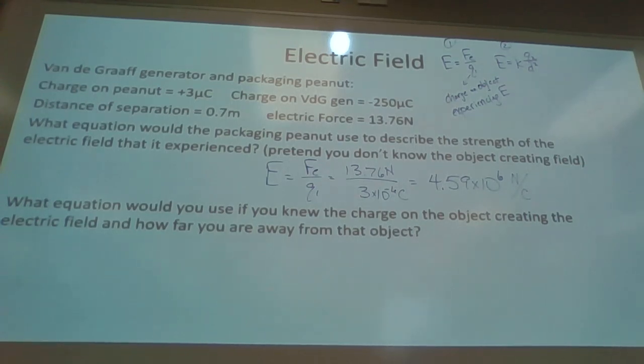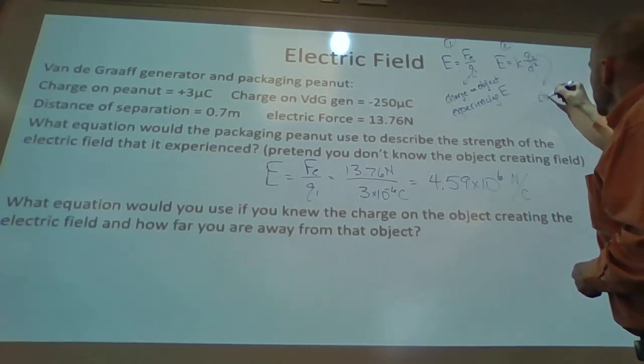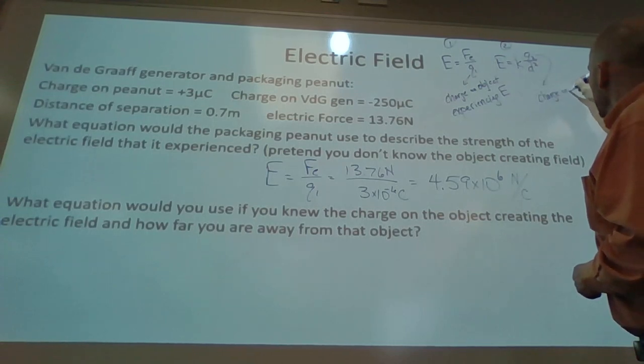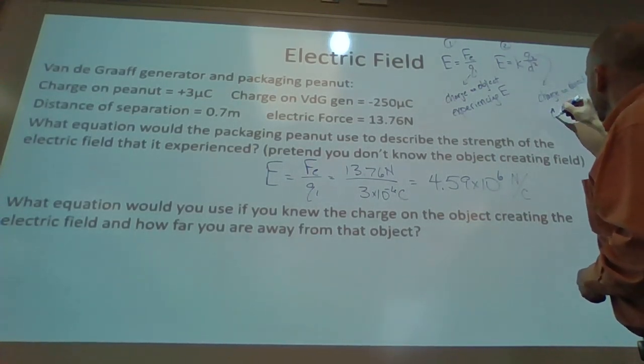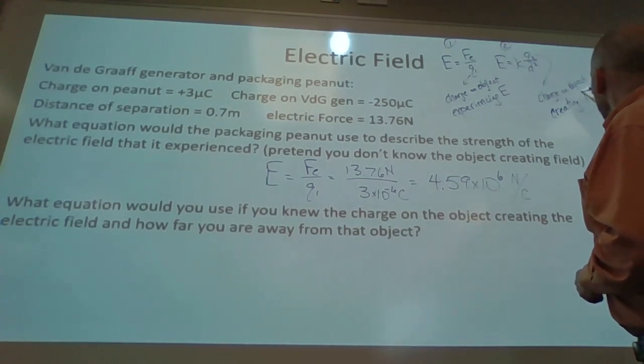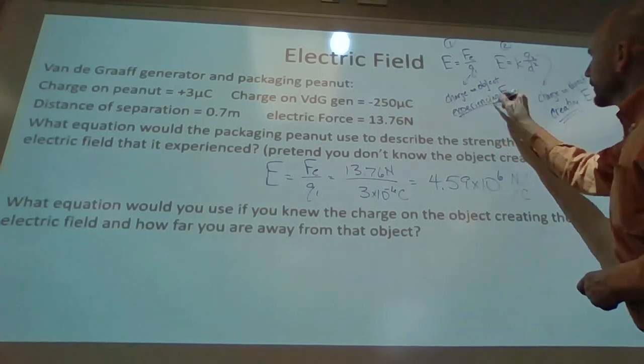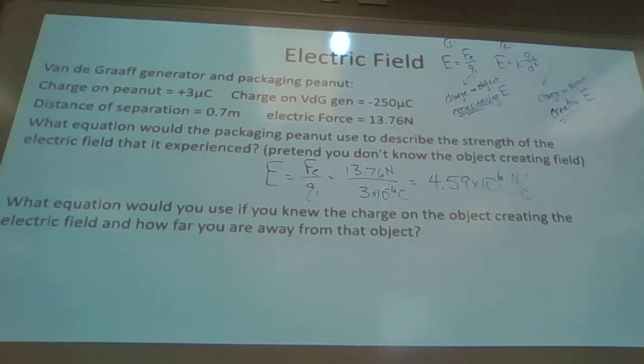Well, if you used one already, probably 2. Okay, yes, but let me tell you, so this is the charge on the object creating the electric field. This one's creating, this one's experiencing.